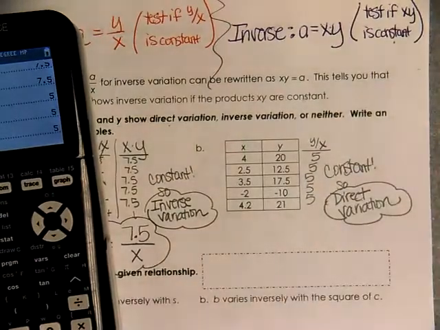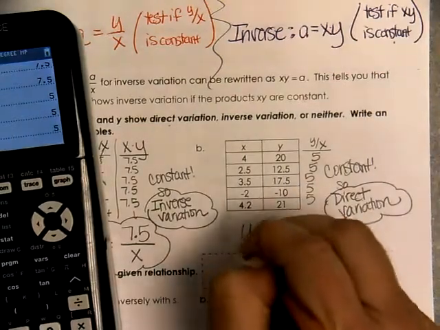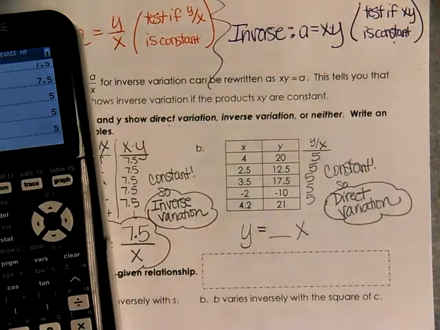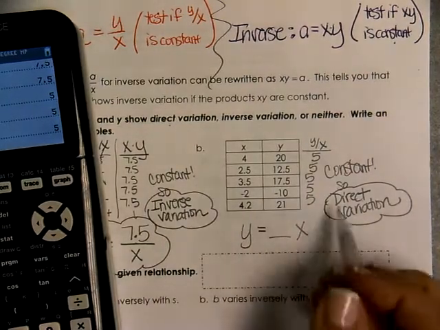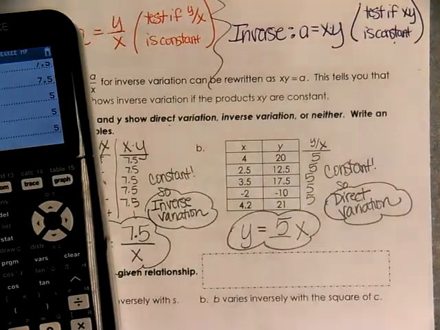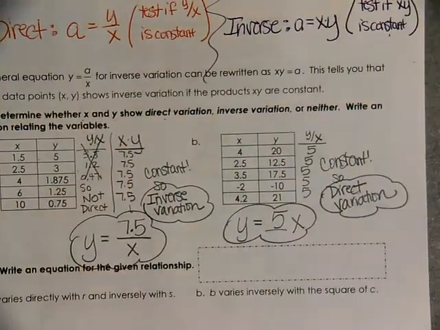So we've made that decision. And we know direct variation is y equals a times x. And what is our a? That's right, this constant that we found here, 5. So that would be our equation, y equals 5x.